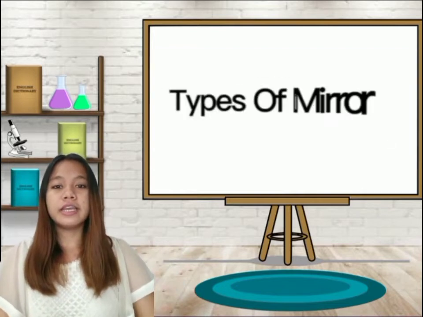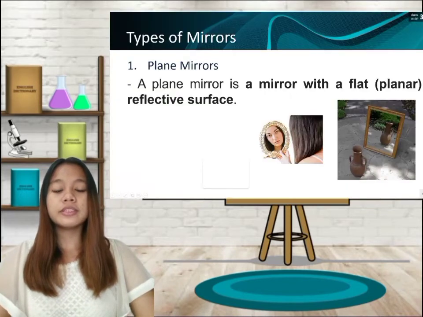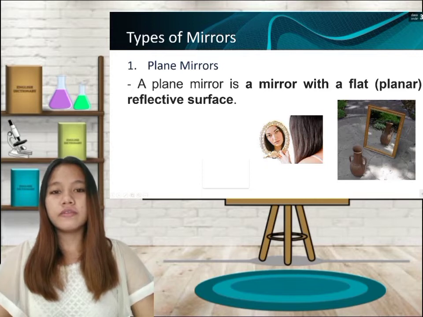Let's proceed to the types of mirrors. There are two types of mirrors. Number one is the plane mirror. It is a mirror with a flat planar reflecting surface.